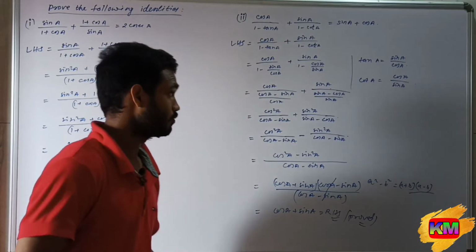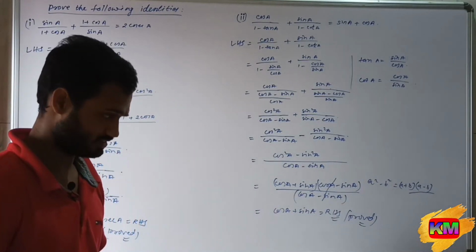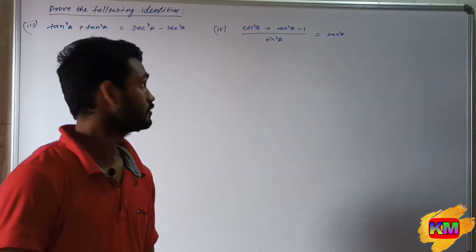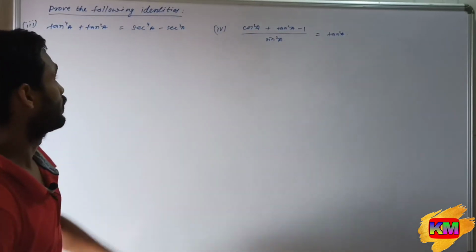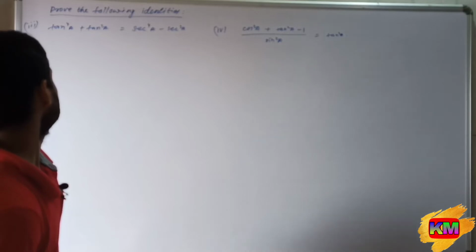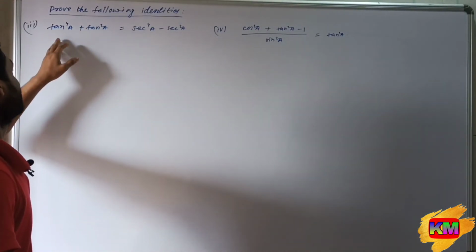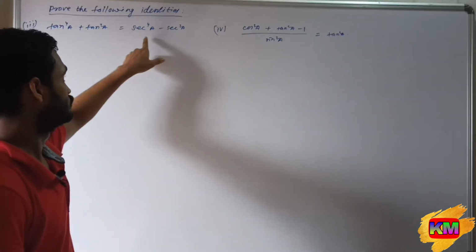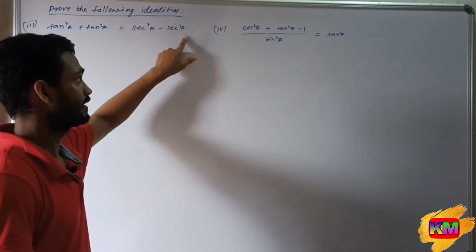Now we will see some more problems here in this video. So here we have two more problems to solve. In the first, we can see that LHS equals tan to the power 4A plus tan square A, and RHS is equal to sec to the power 4A minus sec square A.